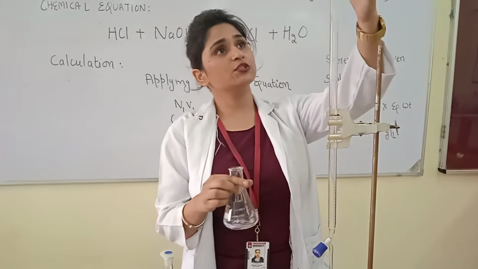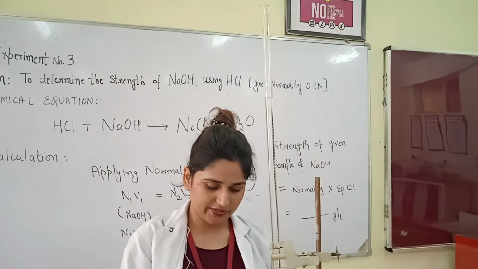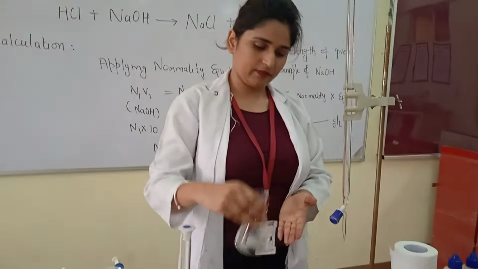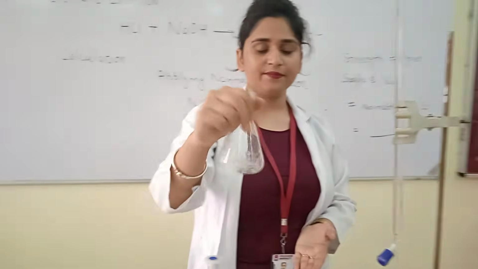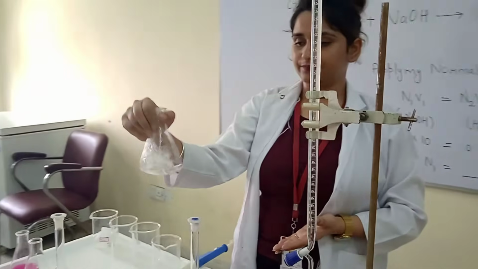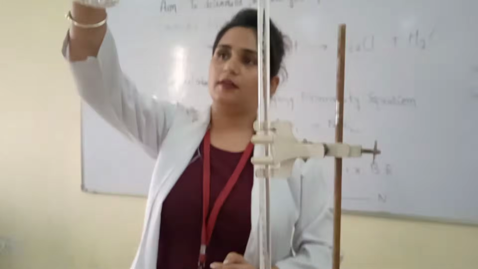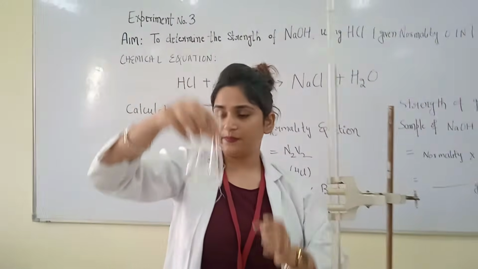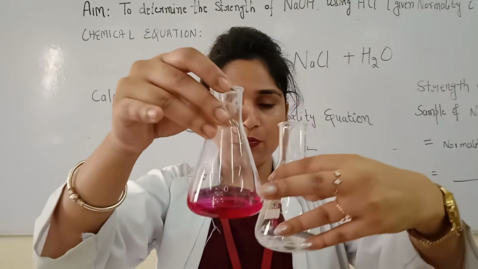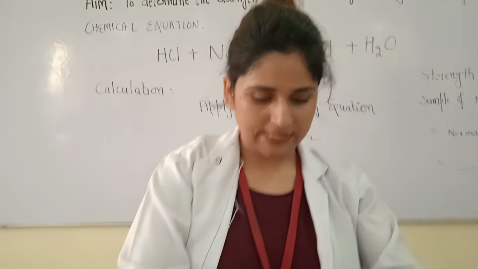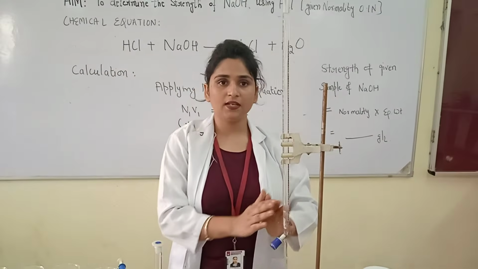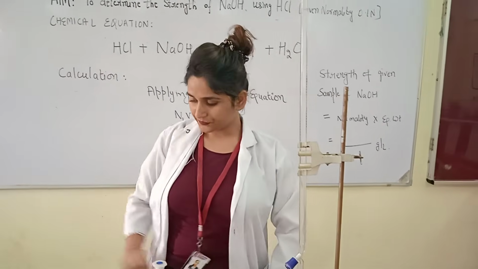After that you can note the final burette reading. Wait for some time. Shake it. Now I think nothing is reappearing. So you can see that was the start point, and this is the end point. So this is an acid-base titration with the help of the phenolphthalein indicator. Here we are taking the HCl and the NaOH, and we are noting the results.